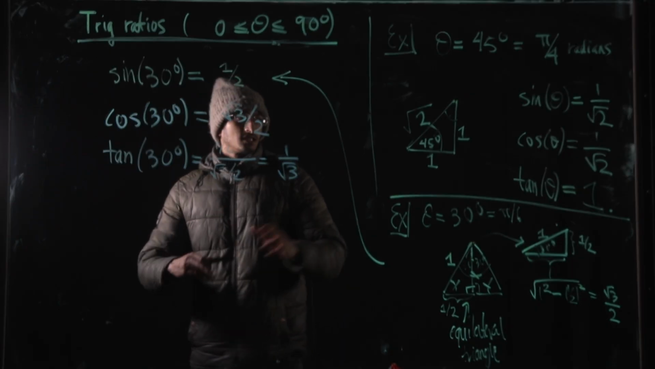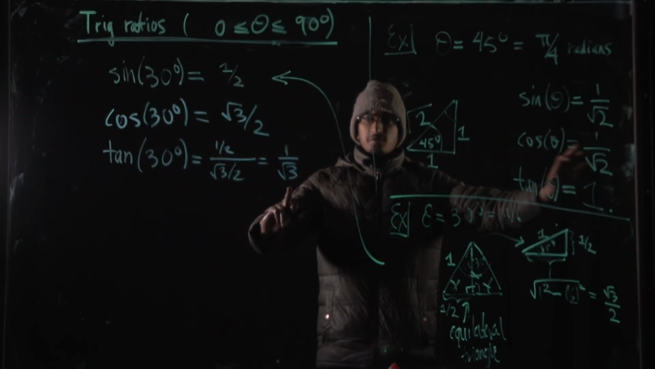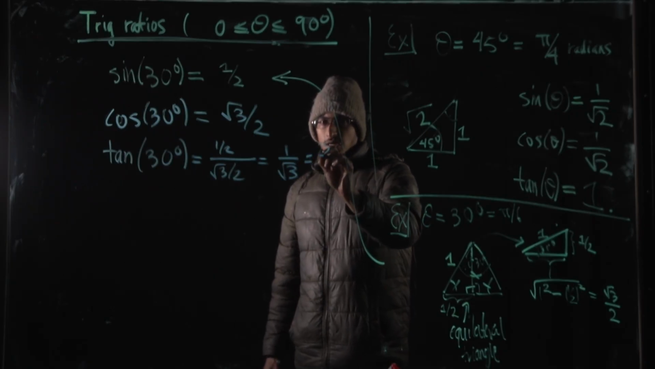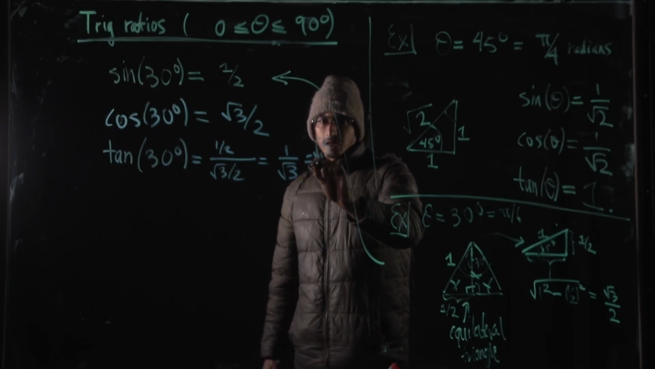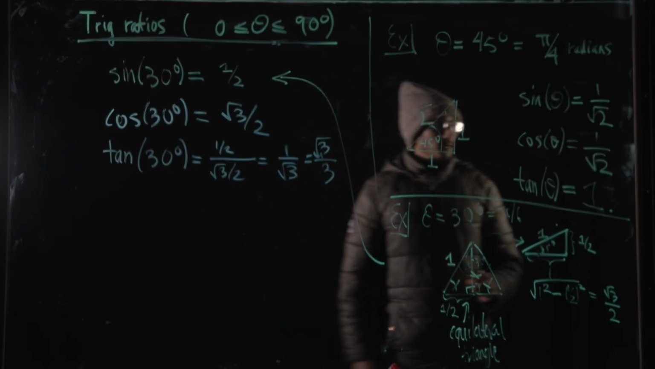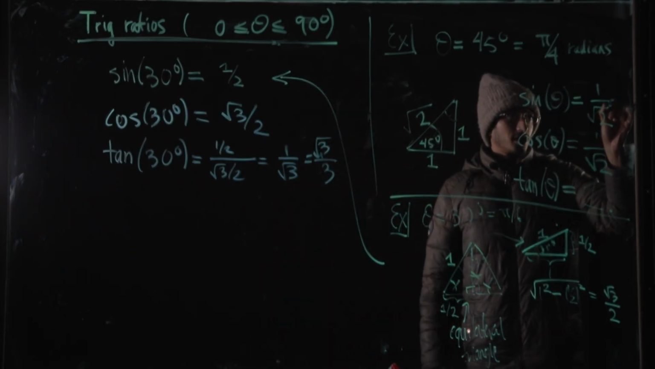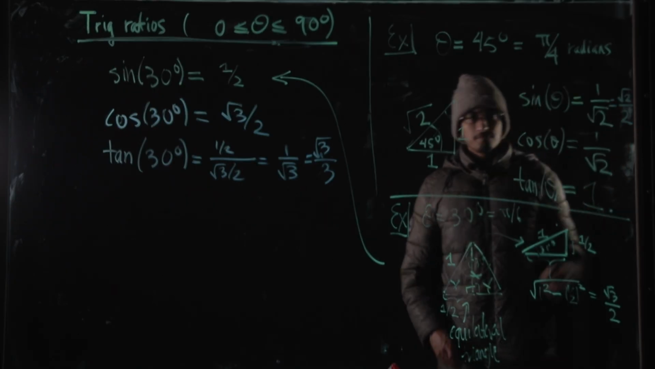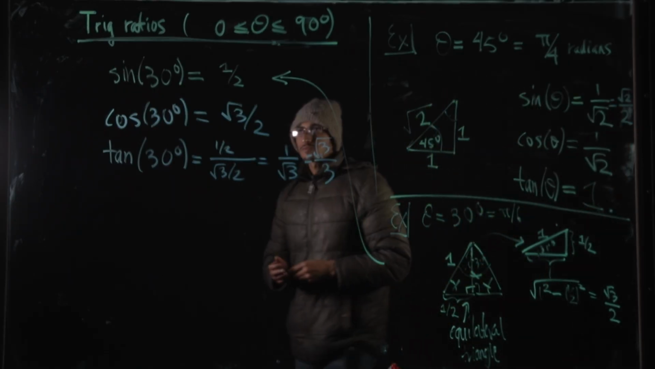In high school, you might have seen some of these ratios differently. You might know this as square root of 3 divided by 3. And similarly, this ratio here is the same thing as square root of 2 divided by 2. Great.